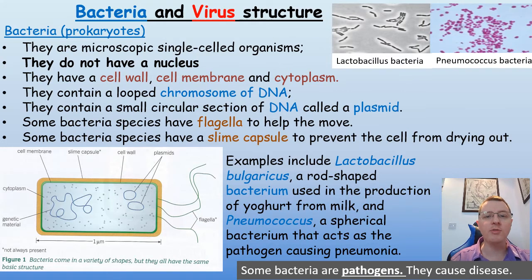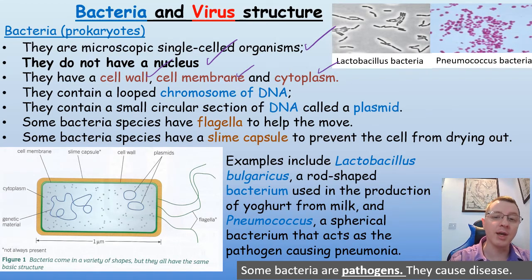So what other features do bacterial cells have? Well, all bacterial or prokaryotic cells are single-celled organisms. They exist as one cell on its own. They do not have a nucleus. But bacterial cells do have a cell wall, a cell membrane and cytoplasm, and the function of those is exactly the same as you might find in an animal or a plant cell.